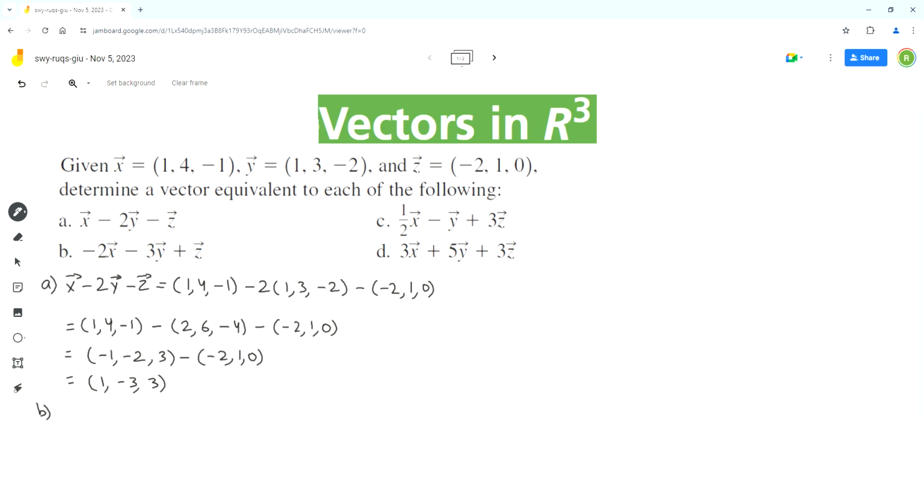Now we can analyze part B. So in part B, we have to find the vector equivalent for negative 2x minus 3y plus z. So we'll sub in the vectors x, y and z. Now we can do the scalar multiplication. We'll multiply the first vector by negative 2 and the second vector by 3.